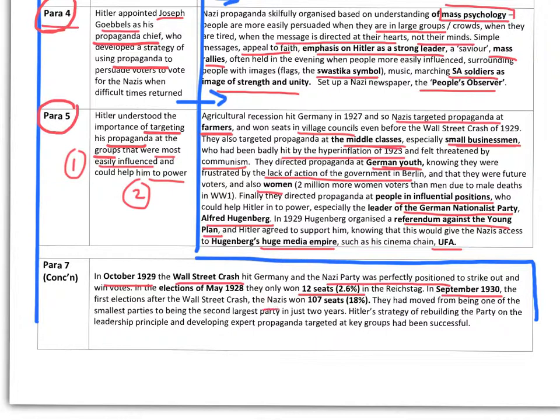So the Nazis went from being the smallest party to being the second largest, with 107 seats in just 2 years. So that is a question that could be used and adapted for an essay, or you cherry pick and pick the relevant bits for smaller questions depending on how it comes up.